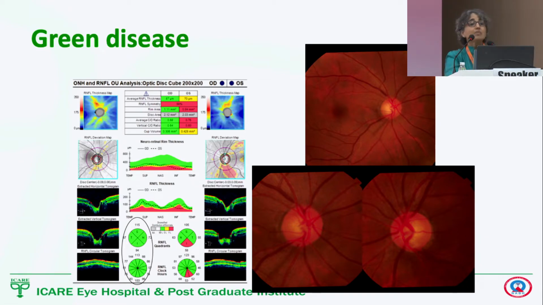So sometimes all green might still be a disease and all red might not be. That was the message that I'm trying to drive here, that when you look at the OCT scan in a systematic manner and correlate it clinically, you will not make a misdiagnosis by just looking at a green or a red image on your printout.